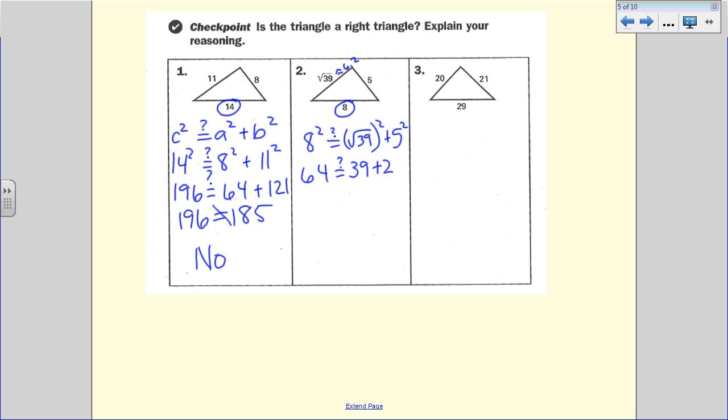And then 5 squared is 25. The left-hand side is still just 64. I need to add the squares of the two legs together. And 39 plus 25 is 64, and they do equal each other. So this is yes. So for C, I want you to do that now, pop, and then we will check in class. All right?